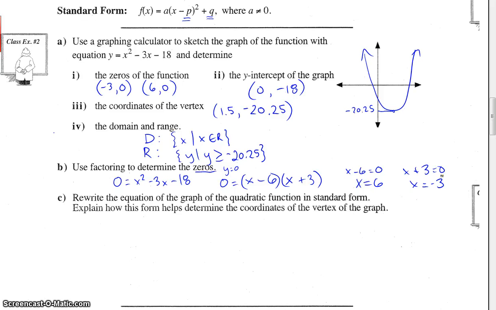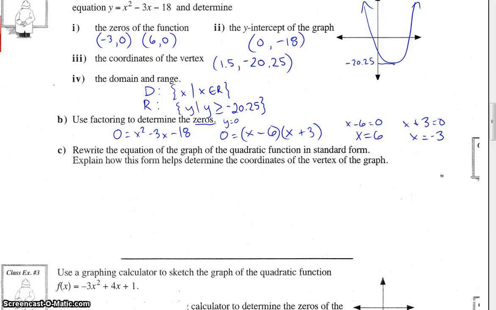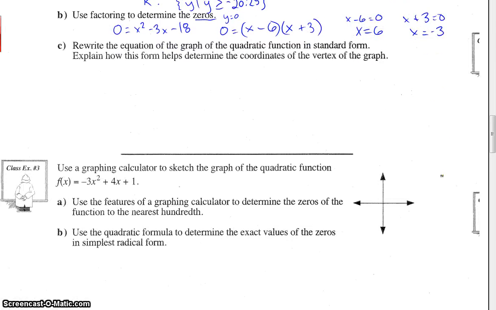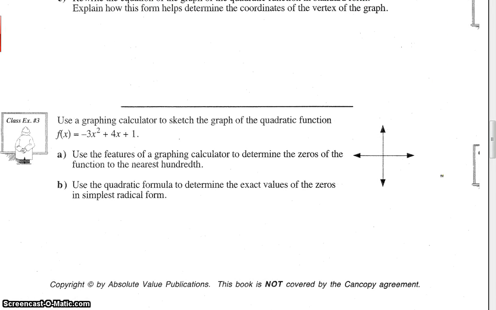All right, rewrite the equation in standard form. So we, for the sake of time, are going to skip that particular portion. And we're going to go to example 3. Use graphing calculator to sketch the graph.